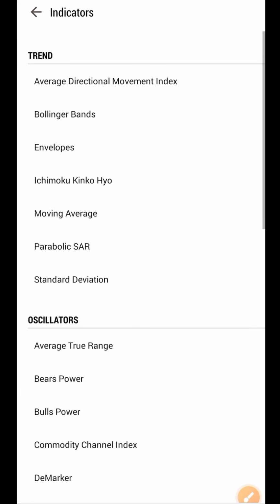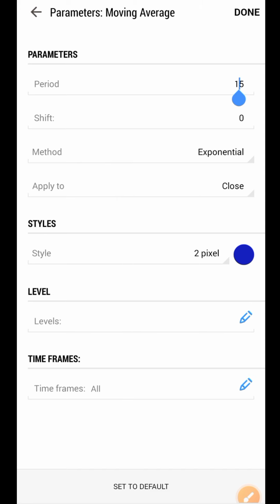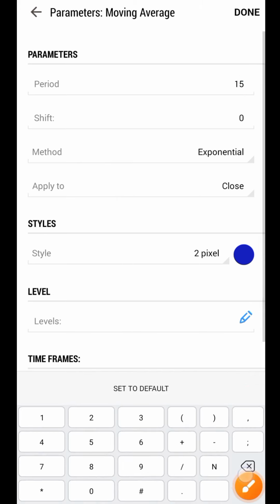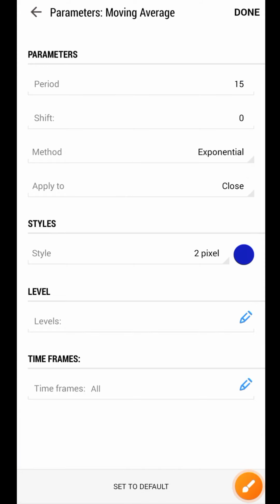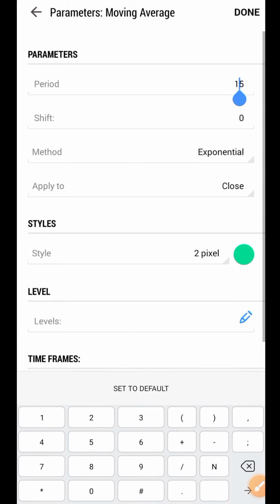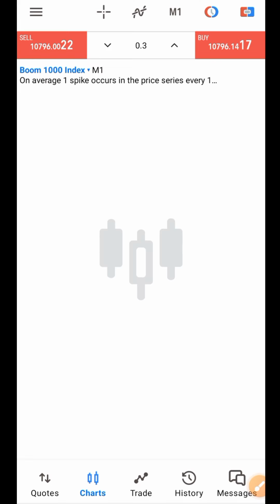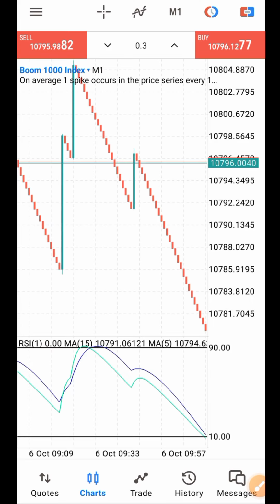One indicator remains to add. That's also a moving average, but you are going to change the period to 5 now. Then change the color. I'm using green. You can use any color of your choice. Change this to 5, then click on done. So that's all.